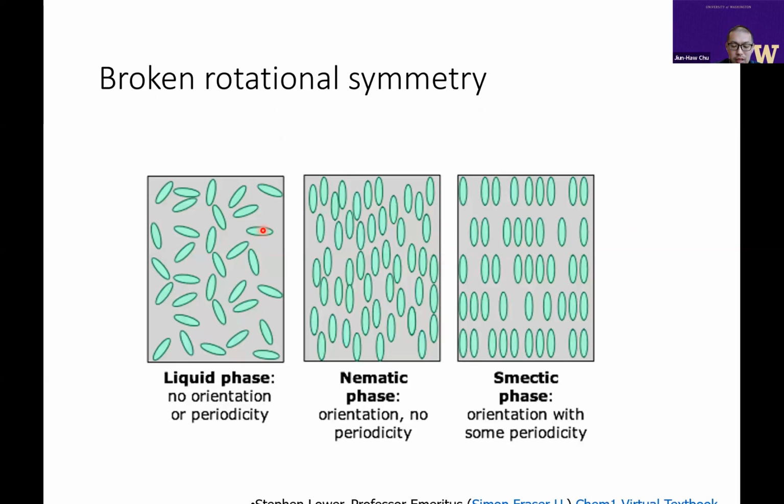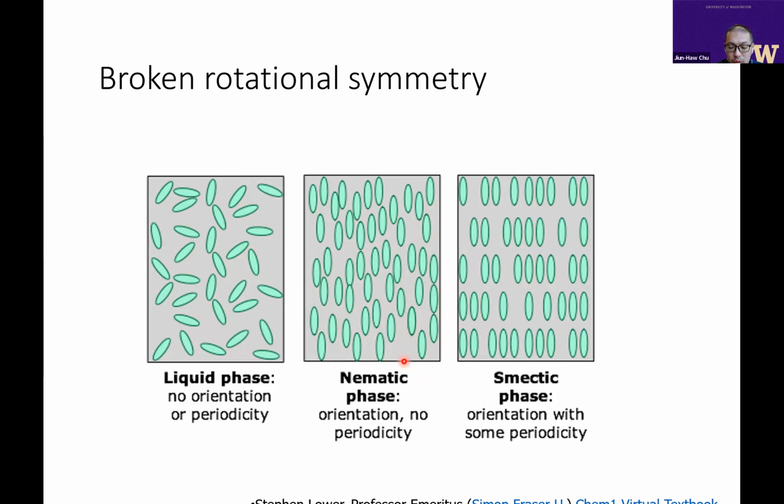crystals. In the most disordered, high temperature phase, you have the liquid phase, where you have no orientation order and no periodicity. But as you cool down, you can enter a phase that breaks the rotational symmetry without breaking translational symmetry. So you have orientation order, but there's no periodicity, and this is called a nematic phase.